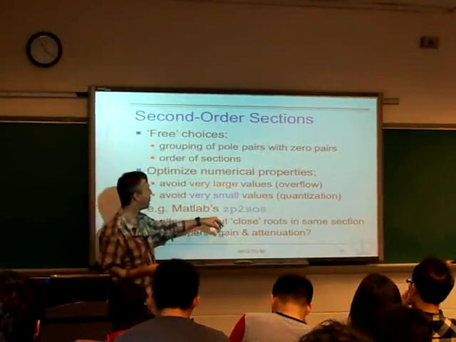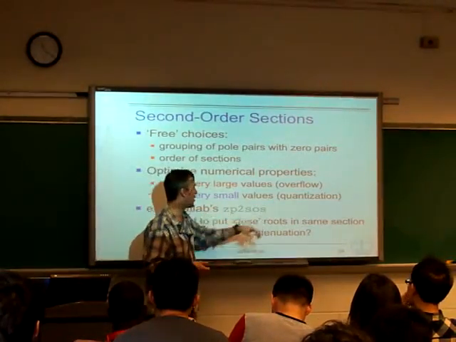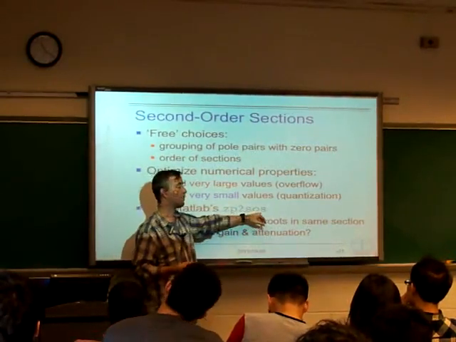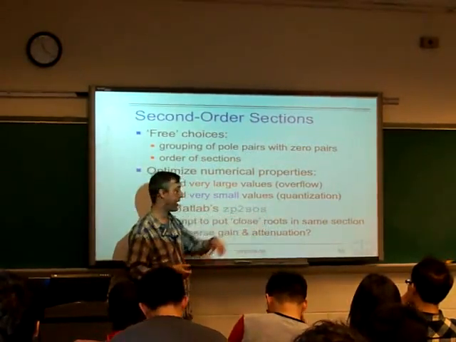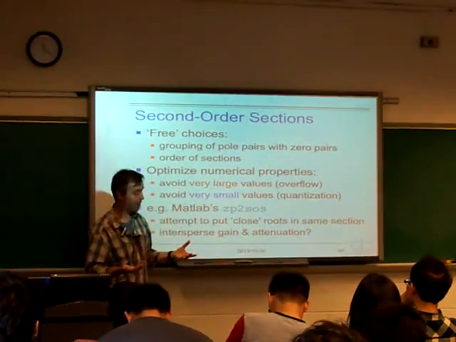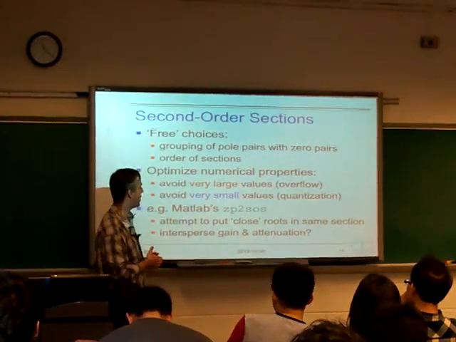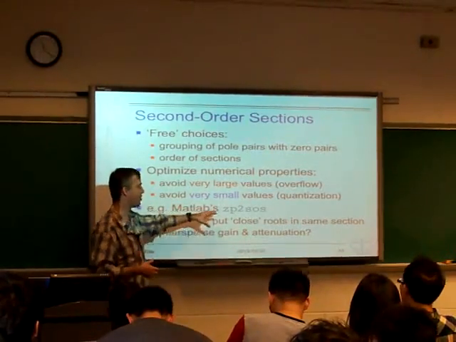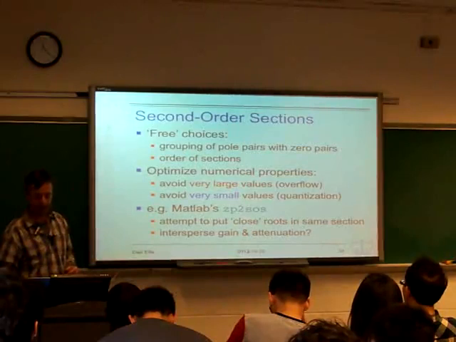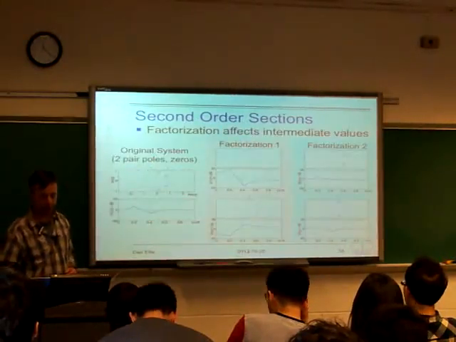So MATLAB provides a function zp2sos, which takes zeros and poles and converts them to a representation in terms of several second-order sections. And it not only figures out the roots and converts them to second-order sections, but it also structures them to try and optimize these considerations.